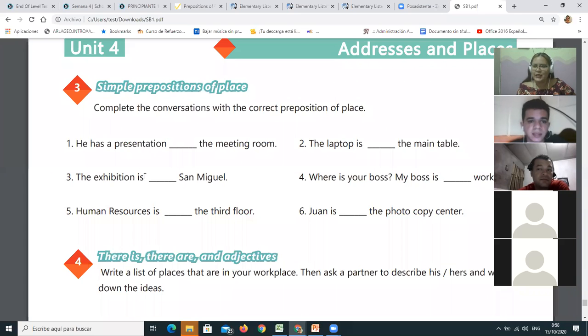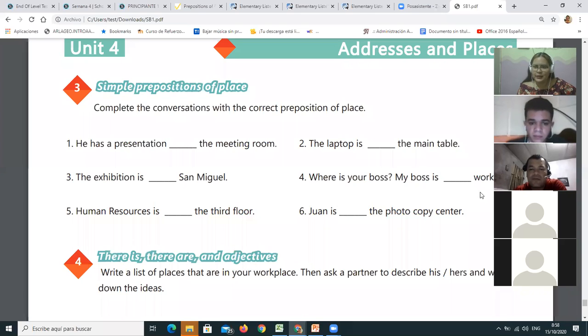Exhibition is in San Miguel. Exactly. When we talk about cities, when we talk about departments, in the case of El Salvador, we are going to use in San Miguel. Number 4, where is your boss?